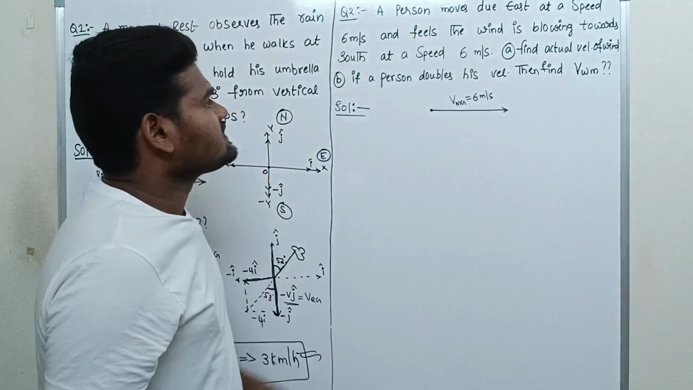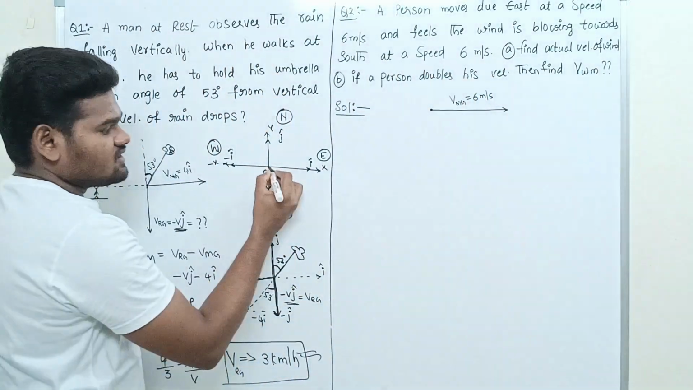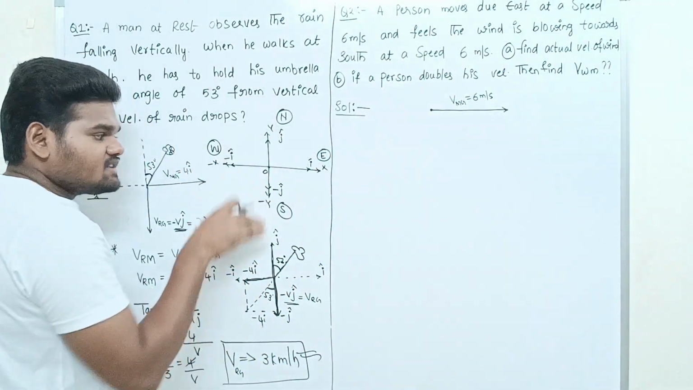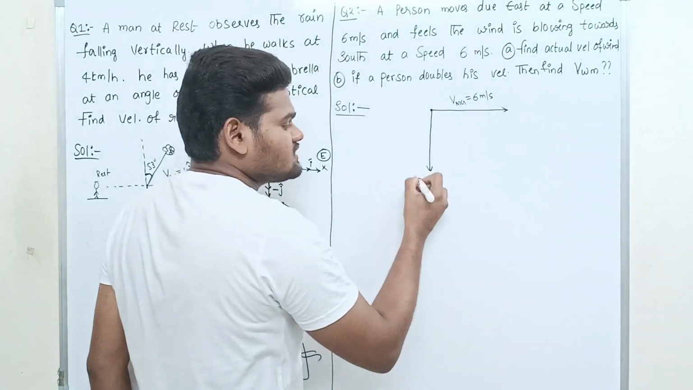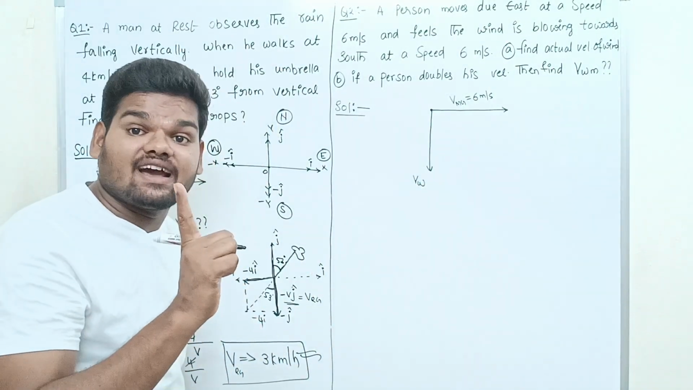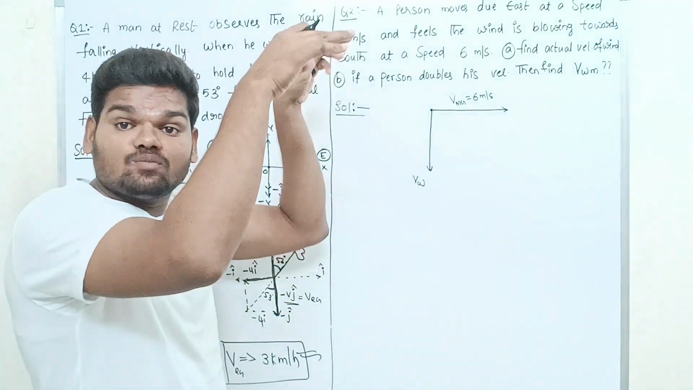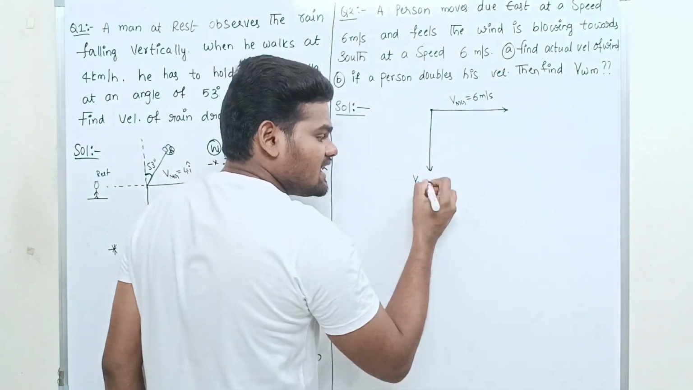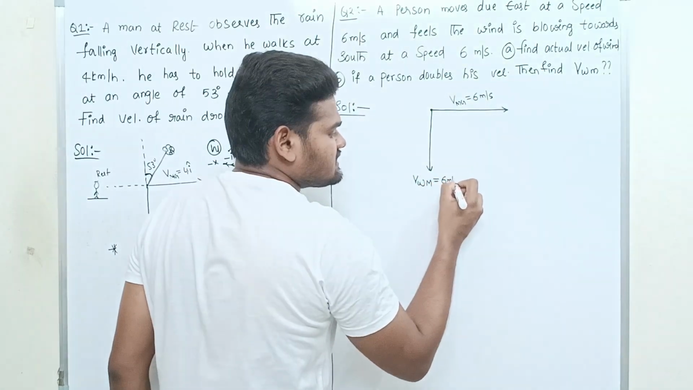And he feels that wind is blowing towards the south. Wind is blowing towards the south at a speed 6 meter per second. So he is moving towards east direction and he feels that the wind is blowing towards south direction. So the velocity of wind with respect to, not ground, with respect to man, because he feels that the wind is moving towards the south. So whatever the velocity of wind is there, that is the velocity of wind with respect to man. How much? 6 meter per second.